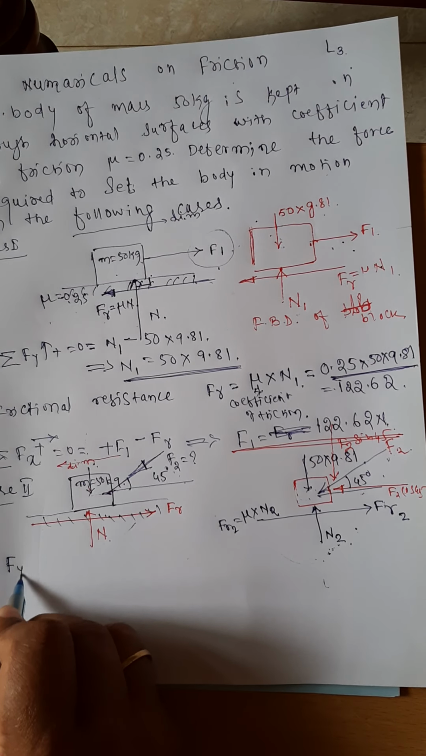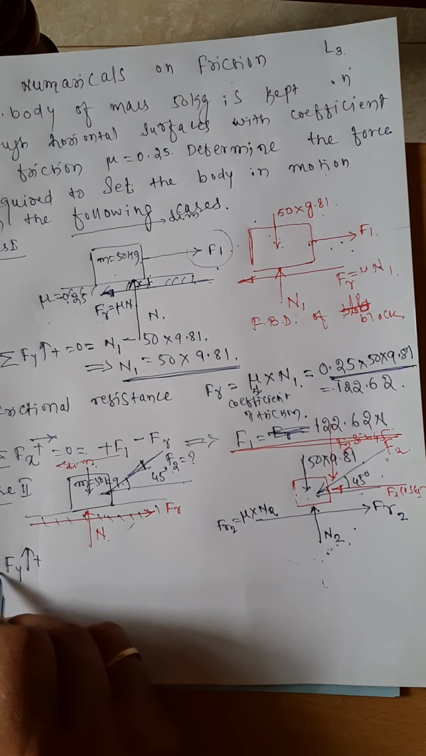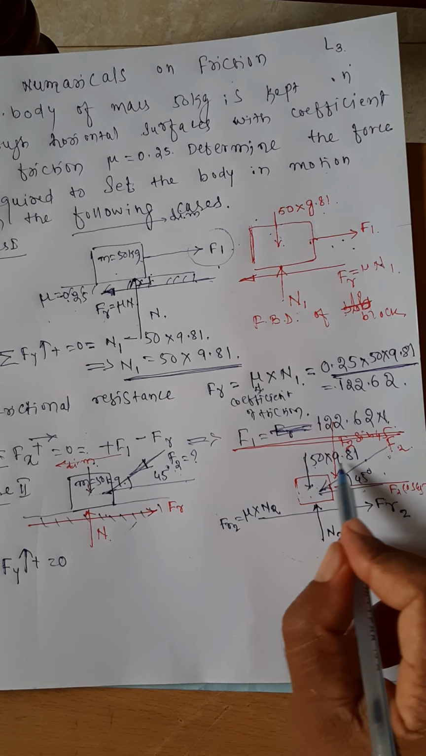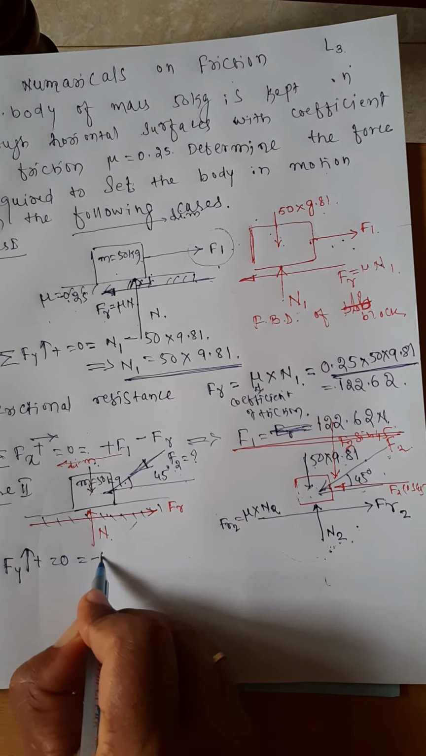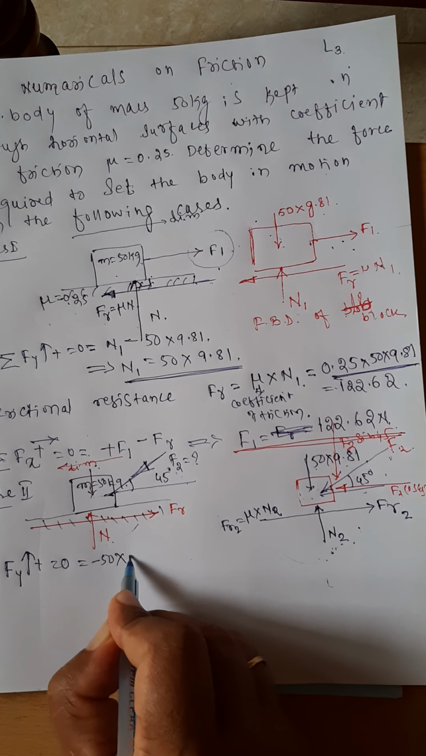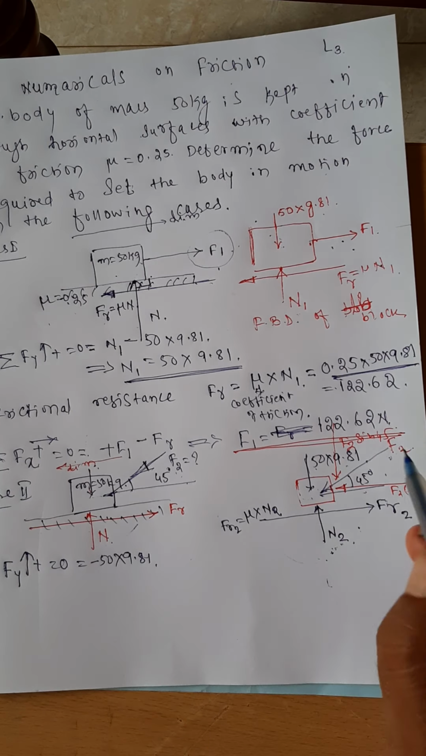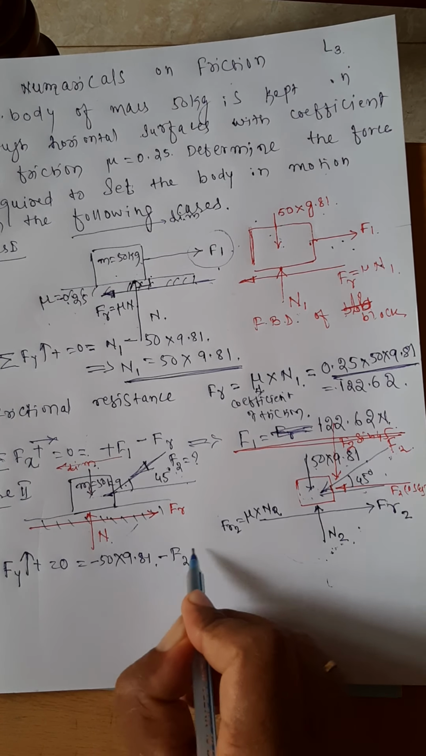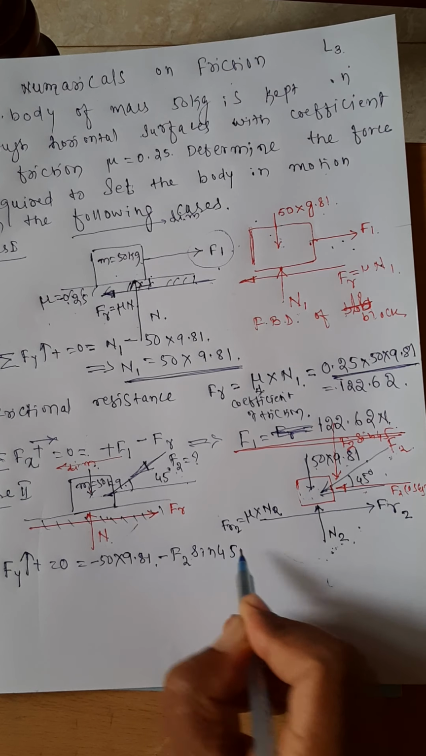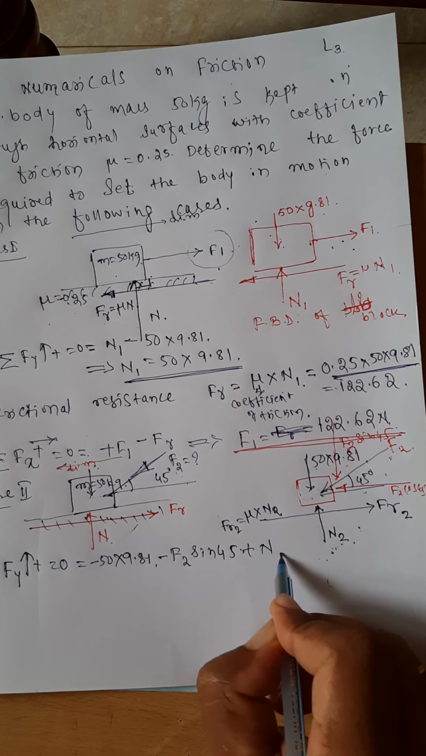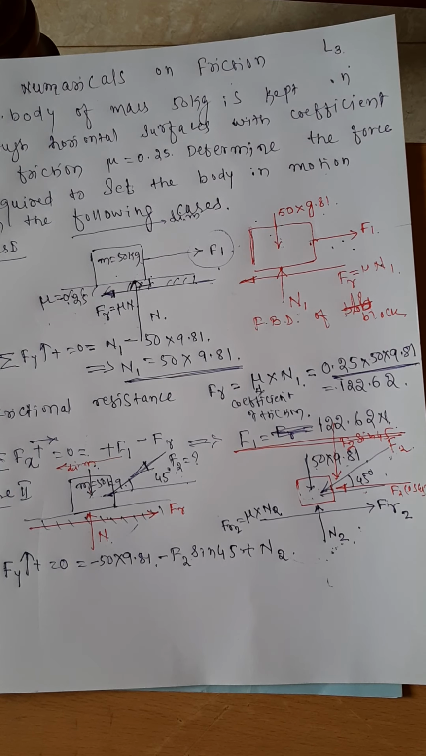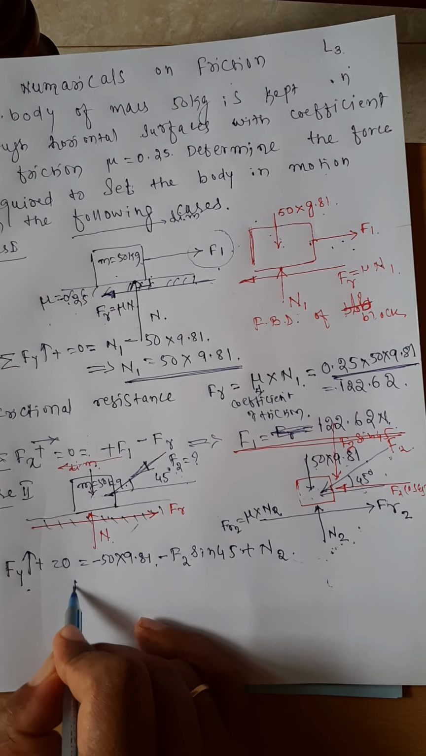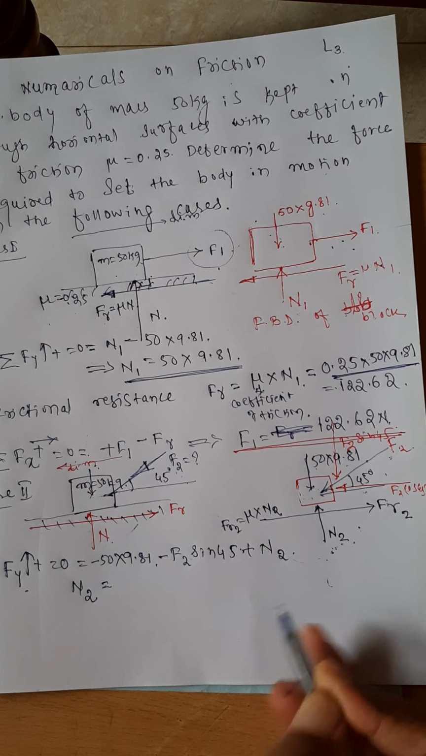Total of the forces in y direction taken upward positive equal to 0. See, what are the forces acting in y direction? One is 50 into 9.81 coming down, minus 50 into 9.81. Yes, minus F2 sin of 45, plus N2 is equal to 0. Is that all right? Therefore, you can get the value of N2. From this, what is the value of N2? Simplify it.